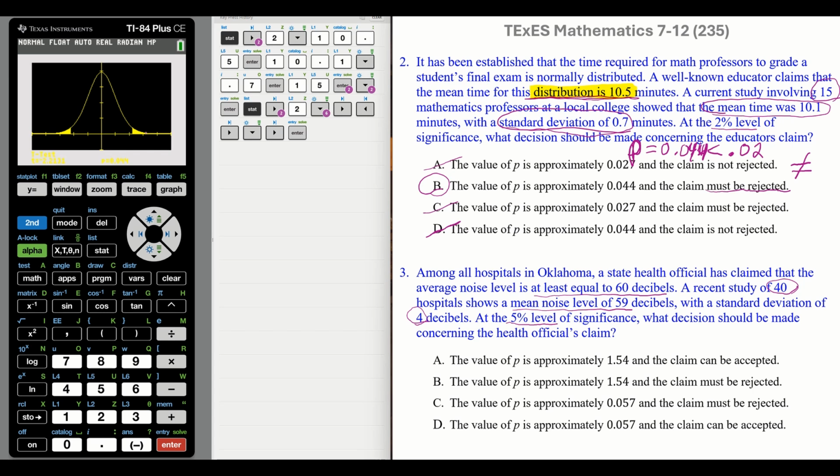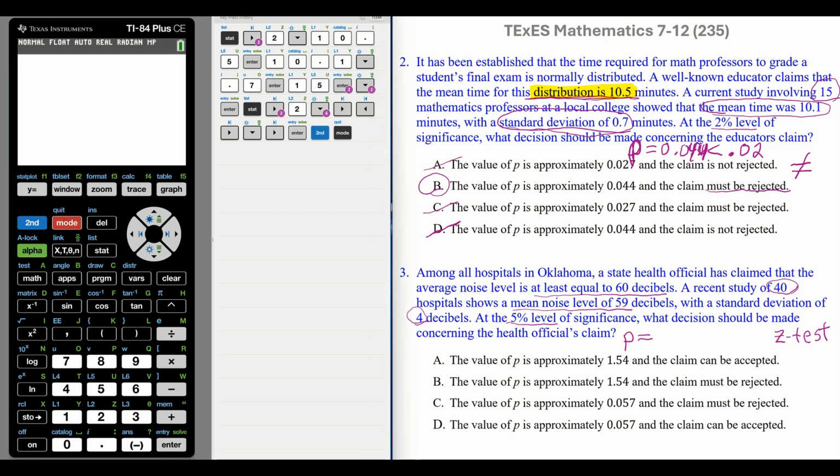What decision should be made concerning the health official's claim? Okay, we have a z-test because 40 is greater than 30. And we have a good sized population. So we need to find out what our P equals. All right, so let's get out of this.